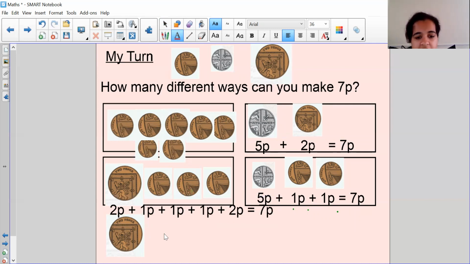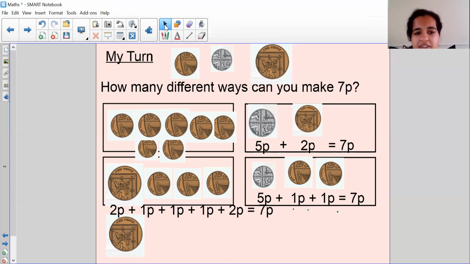Okay, so let's look carefully. Yep, 2 plus 2 is 4, 4 plus 1 is 5, plus 6 plus 7. All right, so lots of different ways you can make it. That was my turn. I've used my coins to make 7p. I've made it 4 different ways. There are lots of other ways, but that is just 4 different ways that you could do it.